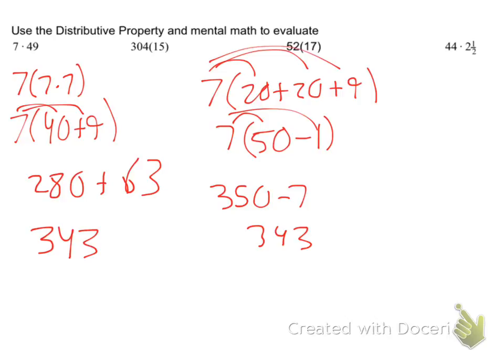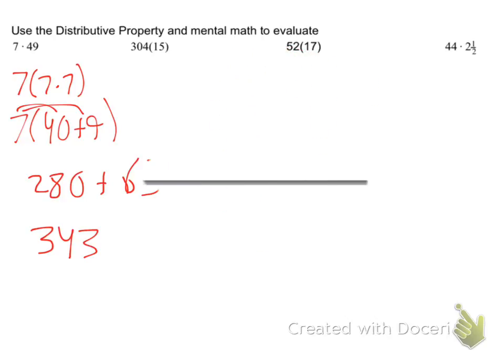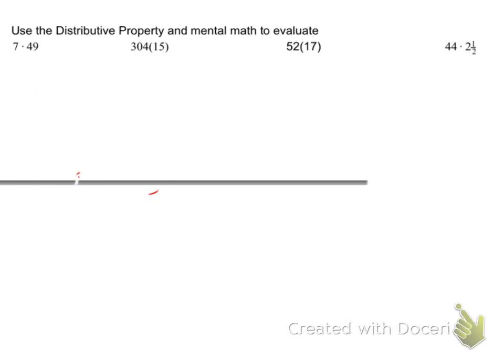Okay? Let's try a different one. I'm going to erase these. Let's try 304 times 15. I'll give you guys a couple seconds. What numbers do I want to split? Which one? Do I want to split 15? No. Nah, let's split 300. 300 to what? What do you want to split 300 to? Or 304 to?